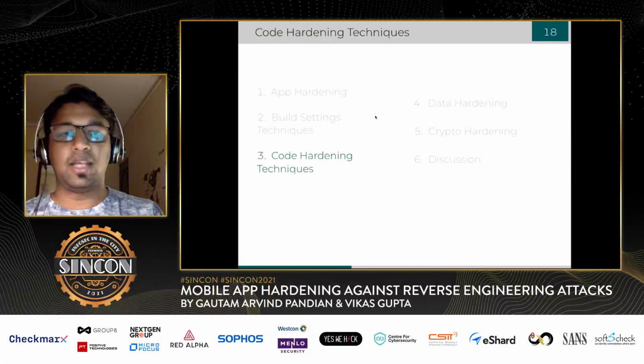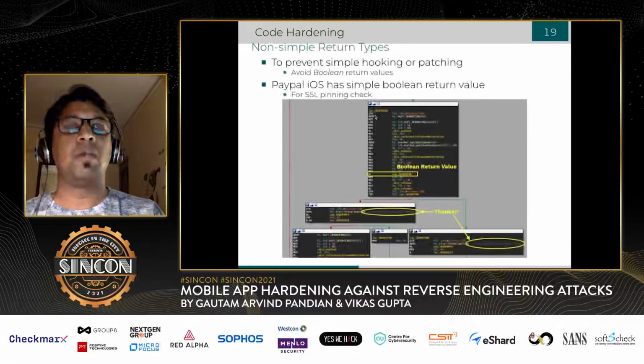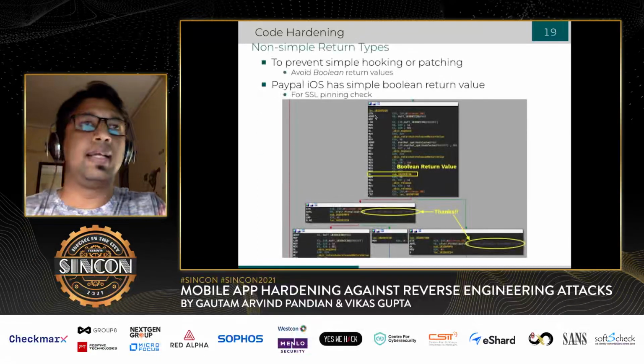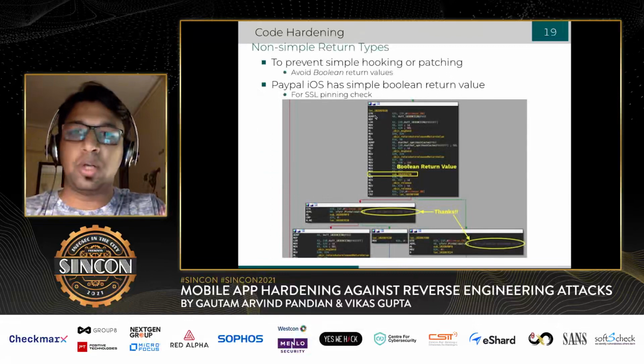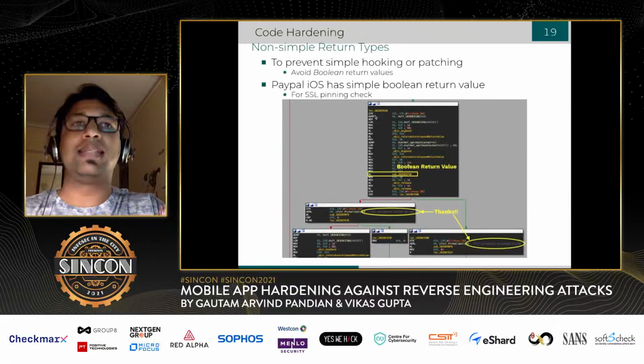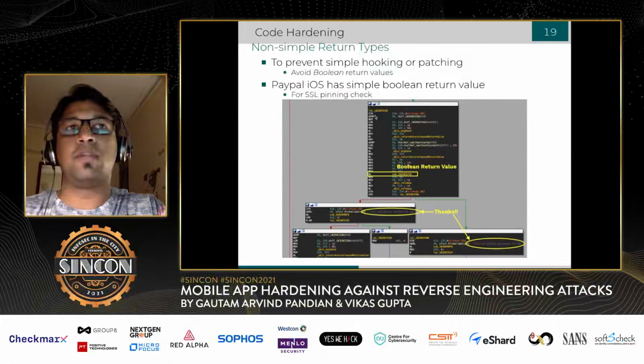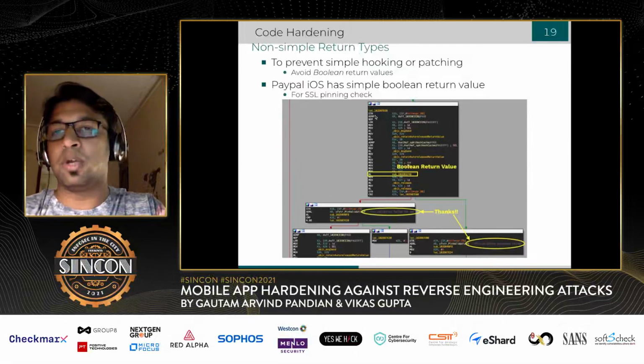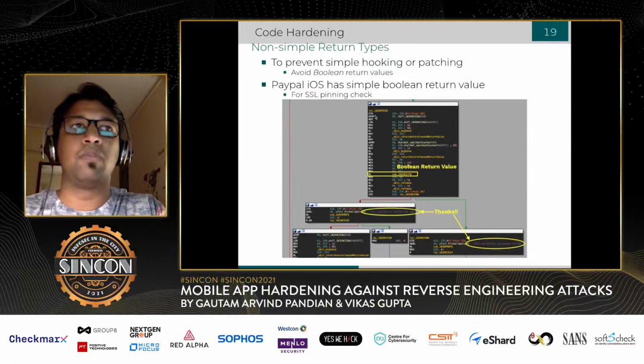Let's move on to the next part, code hardening. Now this is a common mistake that we do tend to see, and in a sense it's a good coding practice as well, and that's why it happens. So a lot of functions, like is jailbroken, is hooking, tend to return Boolean values.